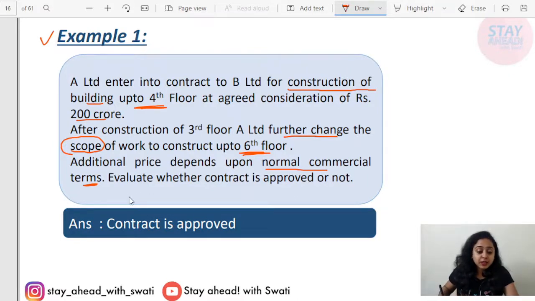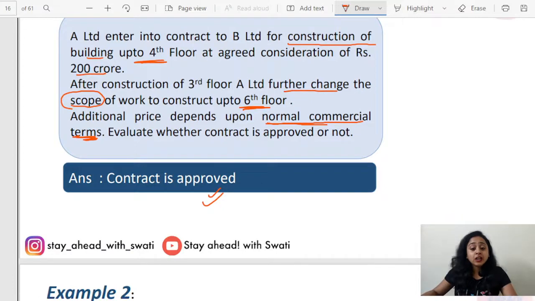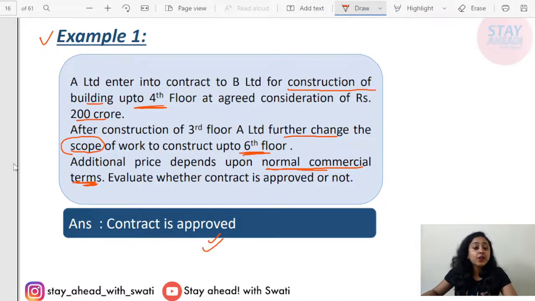Normal commercial terms, contract is approved. Why so? Because normal commercial terms over here means standalone price. It is equal to the standalone price. If it is yes, then you will consider it as approved. Why approved? Because there is no bias or influence included. Now, should it be recorded as a separate contract?